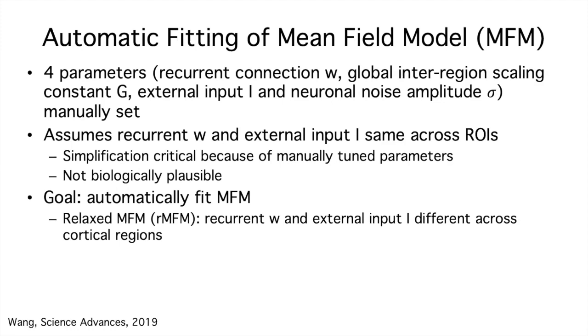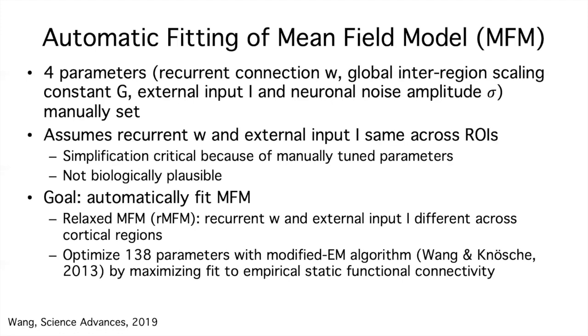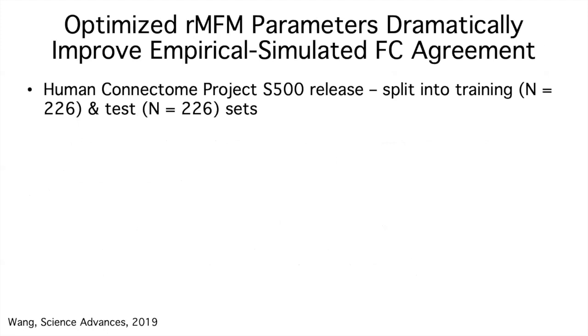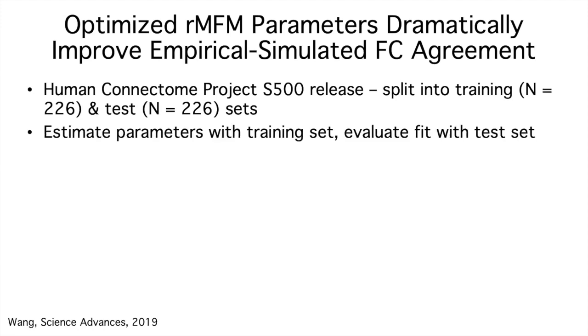Because we're automatically estimating the parameters, we allow the recurrent connection strength W and the external input I to vary across the brain. In total, we have about 138 parameters, and we estimate these parameters by maximizing the agreement between the empirical static function connectivity and the simulated static function connectivity. We use data from the Human Connectome project, and we split the data into training and test sets. We estimate the parameters using the training set, and we evaluate the fit on the test set.